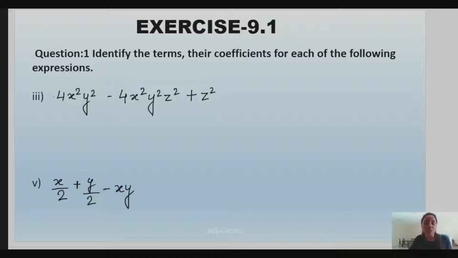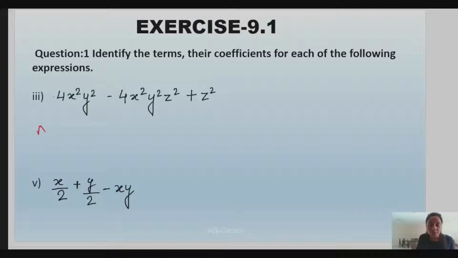So what's our first expression? 4x² y² minus 4x² y² z² plus z². At first we have to count the total number of terms this algebraic expression contains.